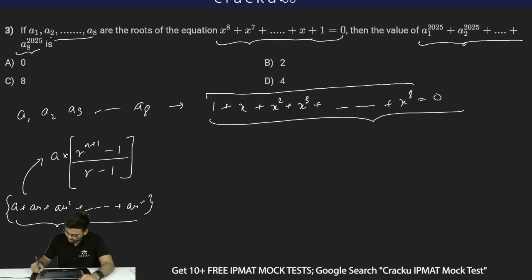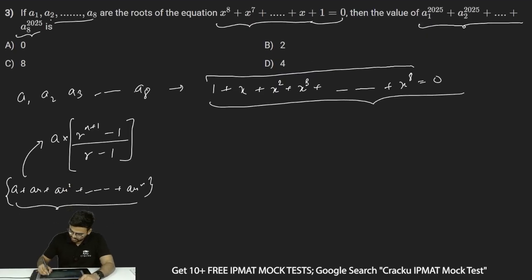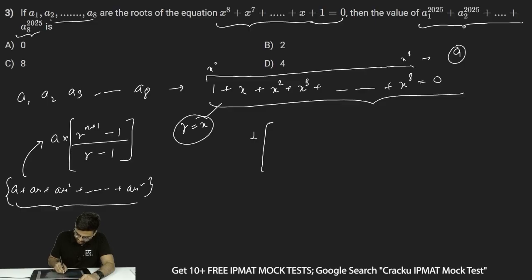Now if we see the number of terms in this, there are terms from x to the power 0 to x to the power 8. So there are 9 terms in total: x to the power 0, x to the power 1, x to the power 2, x to the power 3, 4, 5, 6, 7 and 8. And what is the first term? First term is 1. What is r? r is x in this case. The common ratio is x. So 1 into x to the power, what is the number of terms? 9. So x to the power 9 minus 1 upon x minus 1.